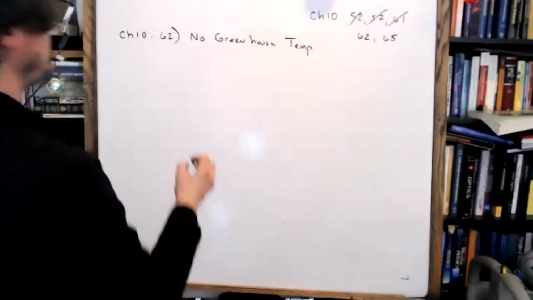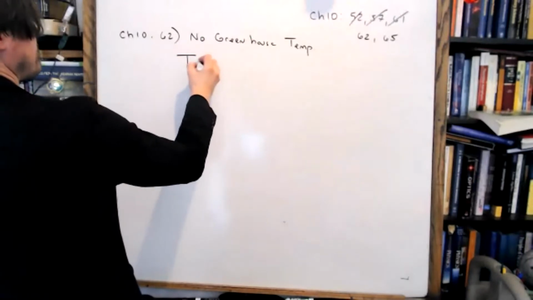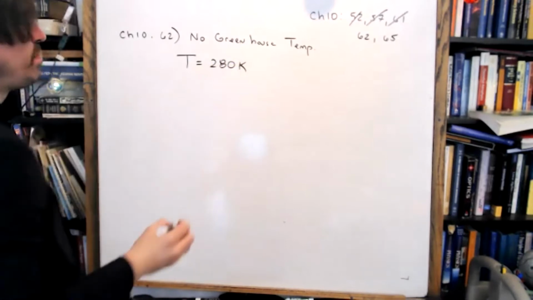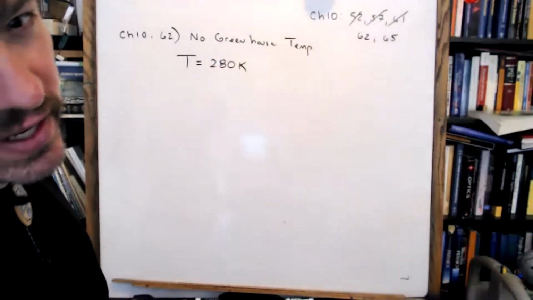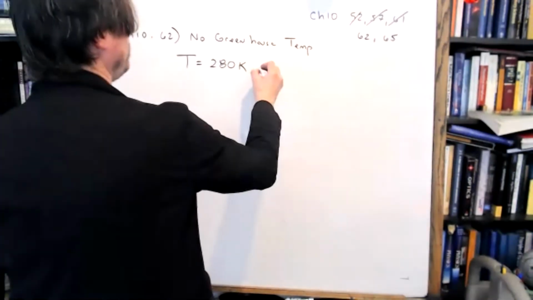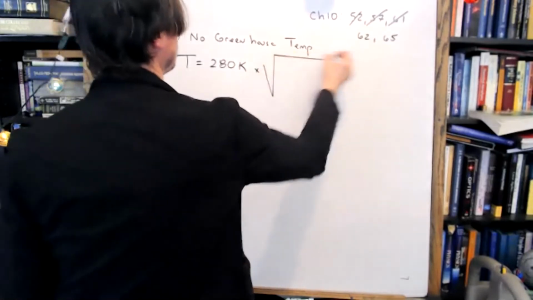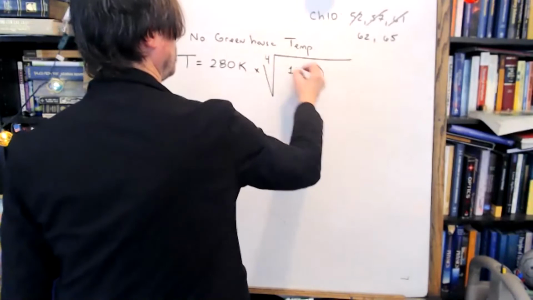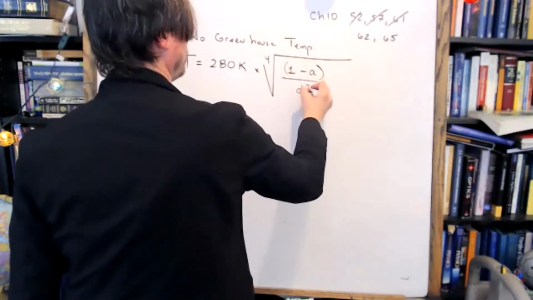Okay, let's start by writing down our no greenhouse temperature. The temperature of a planet, before we include the effects of the greenhouse effect, is 280 Kelvin times the 4th root of 1 minus the albedo over the distance squared.